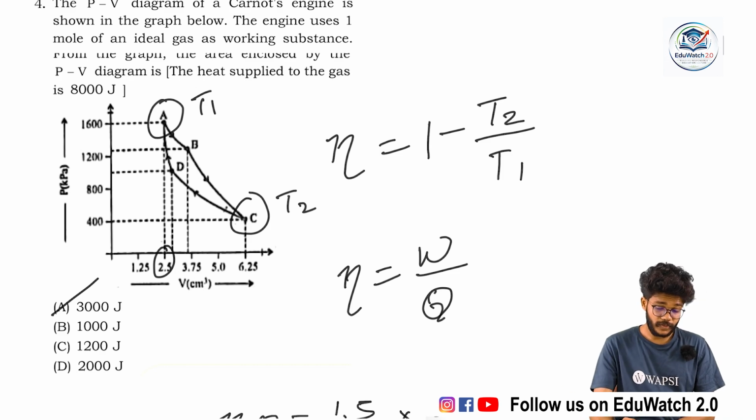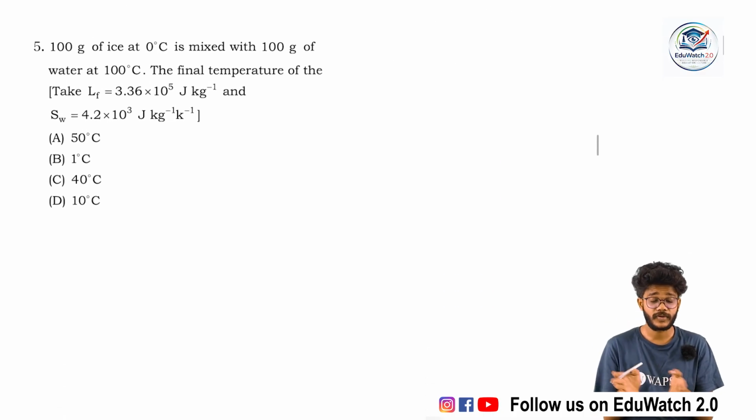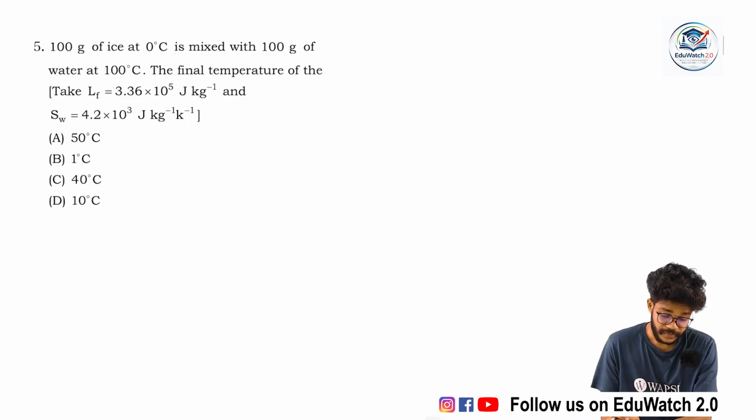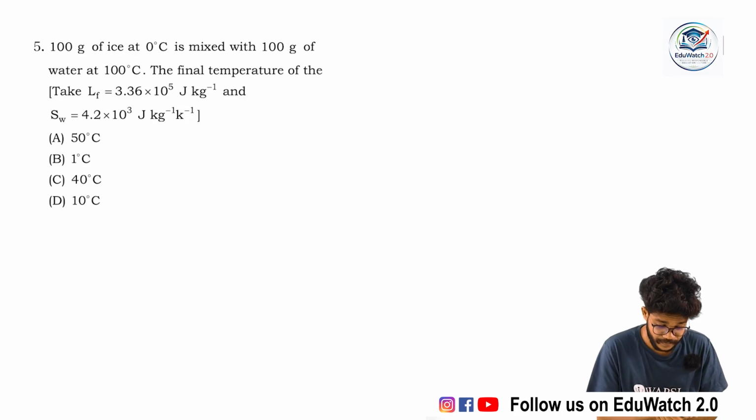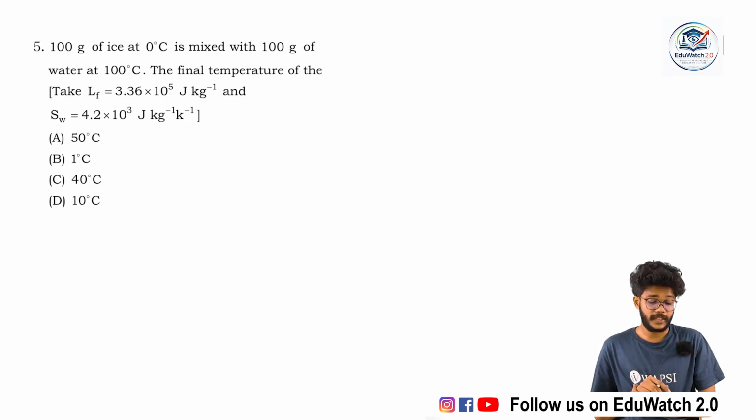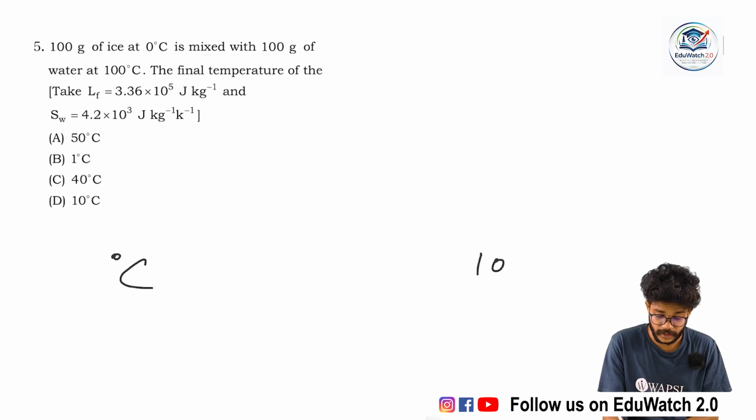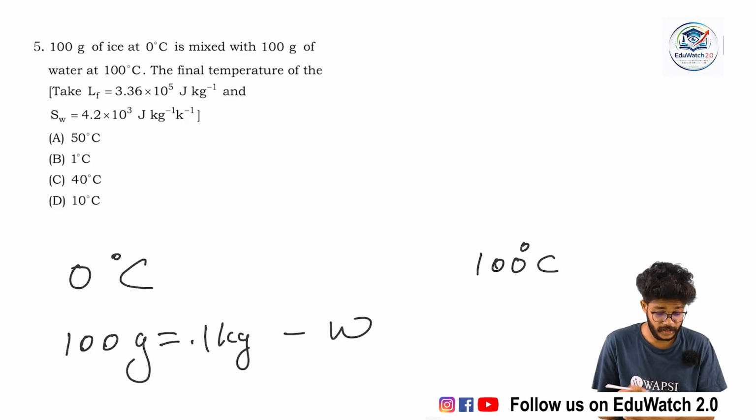Okay, so we can move to the next question. Question number 5. Yeah, this is also interesting. 100 gram of ice at 0 degrees Celsius is mixed with 100 gram of water at 100 degrees Celsius. So equal amounts: 100 gram of ice and 100 gram of liquid water at 100 degrees Celsius. Both are 100 gram, that means 0.1 kilogram. Weight or mass.